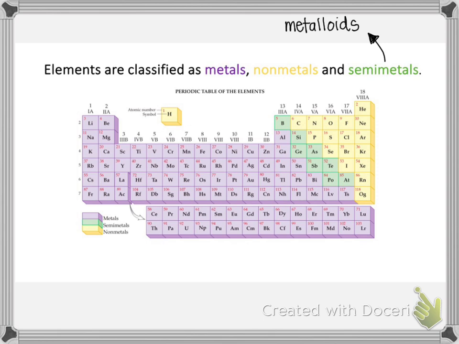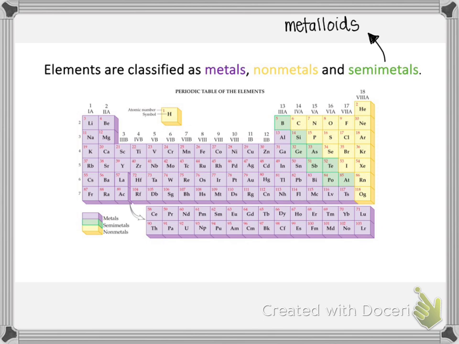So on the periodic table in the slide, they have a nice visual in terms of the classification. The purple are the metals, so it's mostly on the left. Well, it's almost the whole periodic table, but it's kind of on the left side. Yellow are the nonmetals, and they're kind of on the right side of the periodic table. And then the semimetals go in between the metals and the nonmetals.